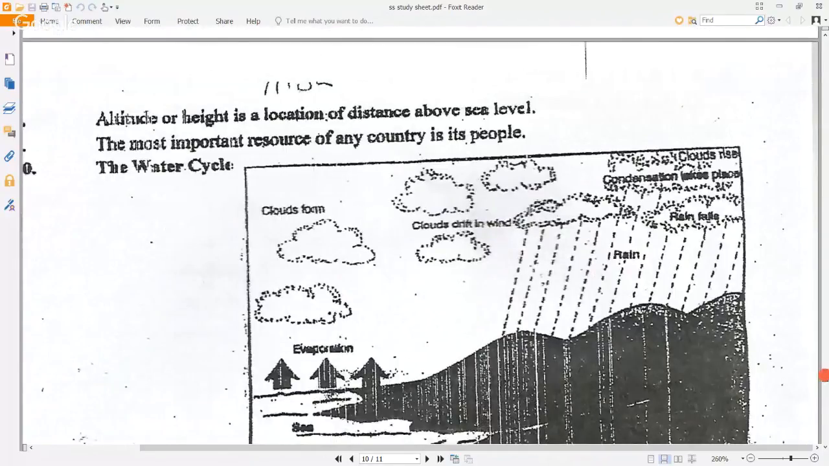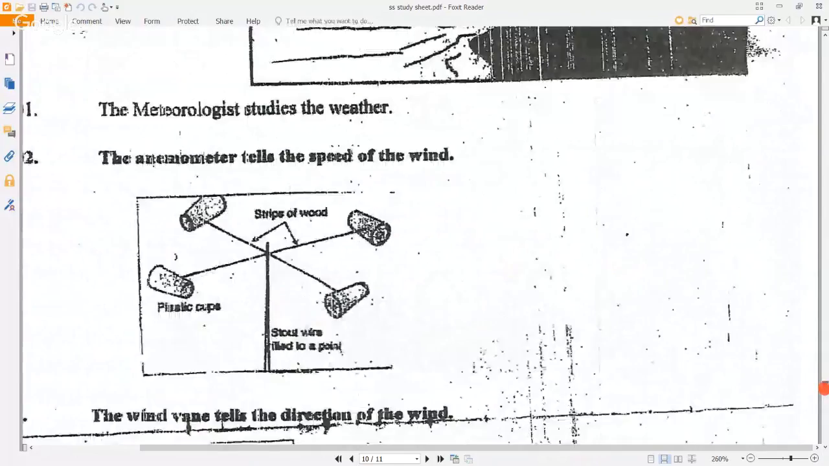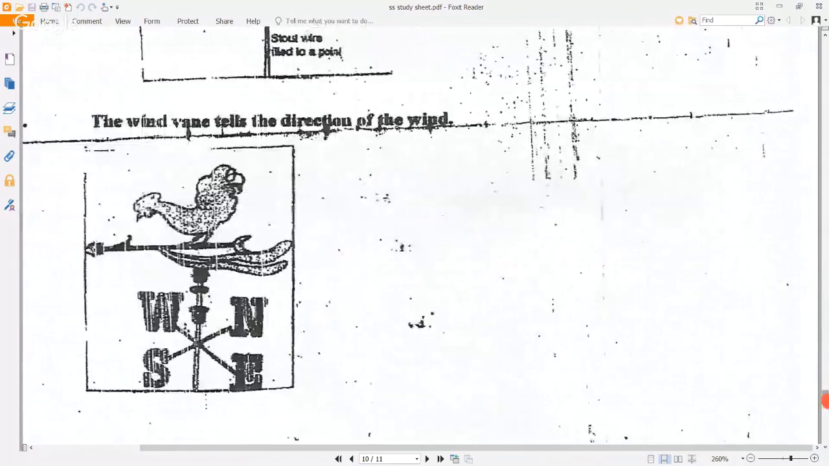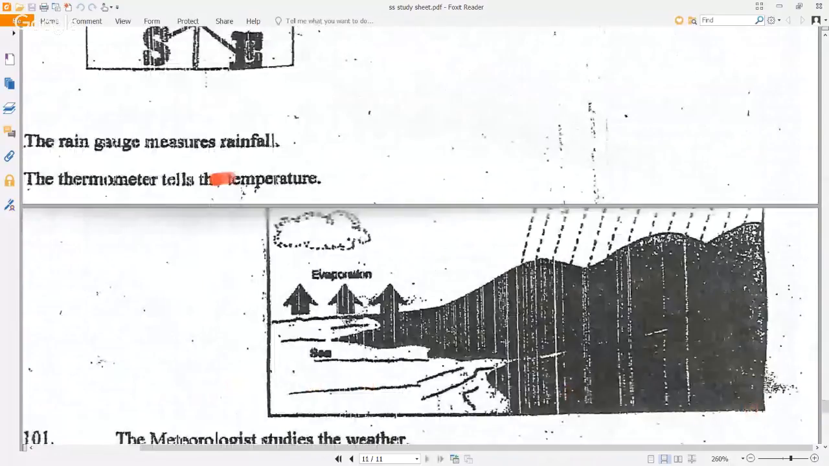So here we go now. The meteorologist studies the weather. The anemometer tells the speed of wind. Here we have a diagram showing an anemometer made with plastic cups. The wind vane tells the direction of wind. The rain gauge measures rainfall. The thermometer tells the temperature.